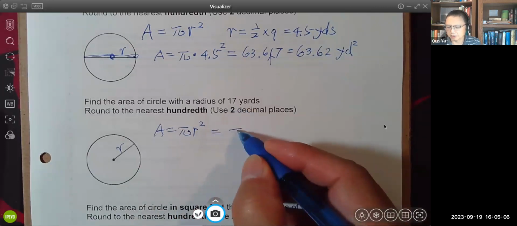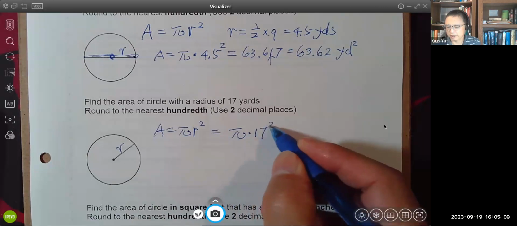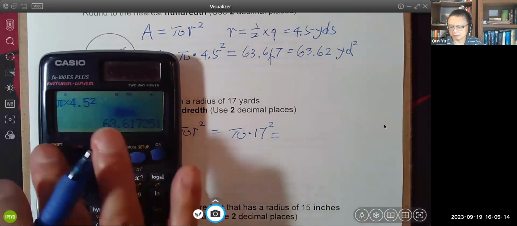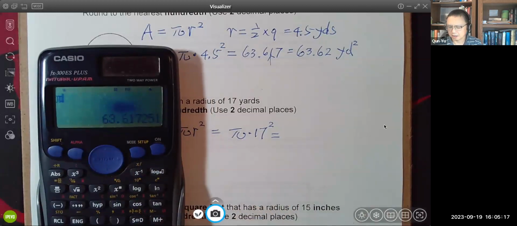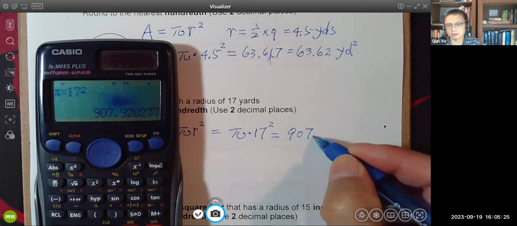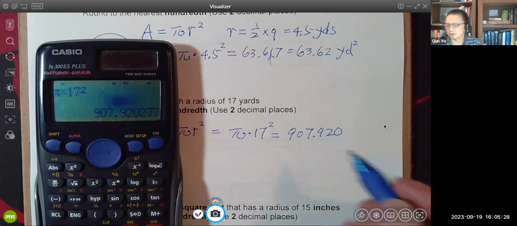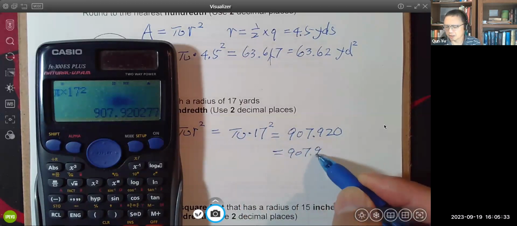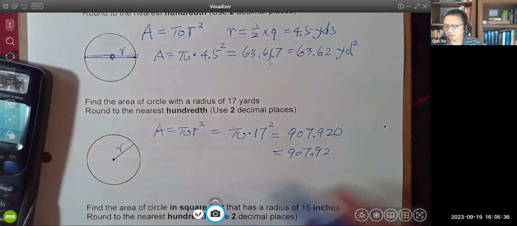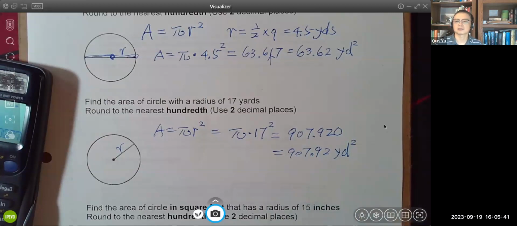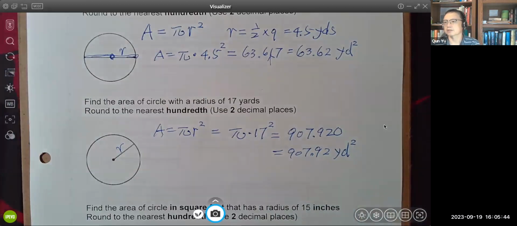So this equals pi times 17 squared. It's actually very simple. Pi times 17 squared equals, I got 907.920. Round to the 2nd decimal place: 907.92. We still have square yards as the units. So this is the second example.